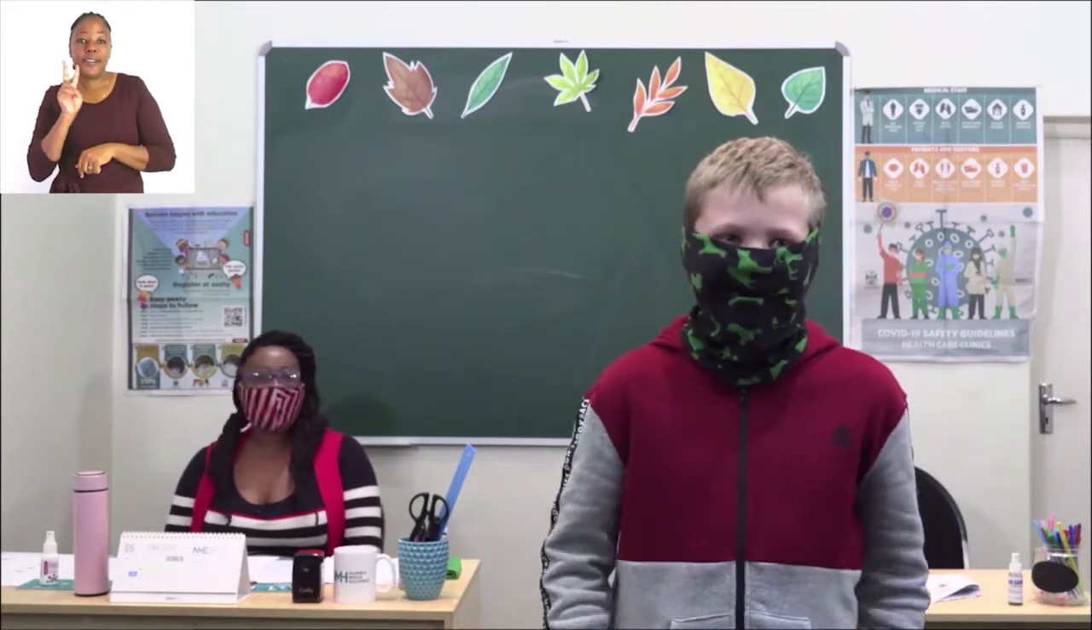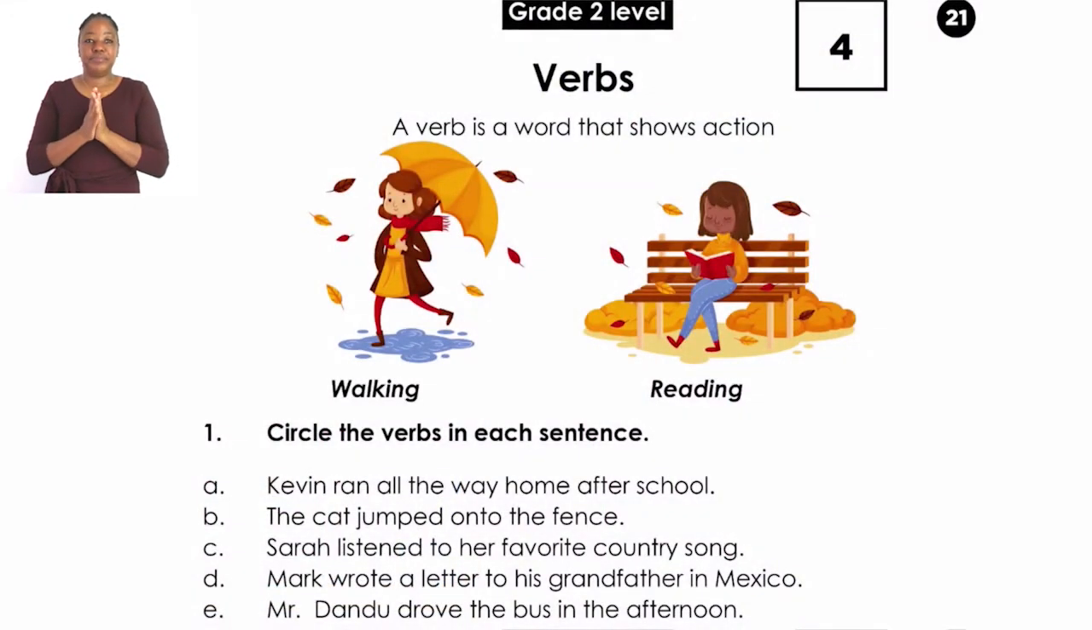So, let us take a look back at our exercise. We have the words that are meant to be circled in each sentence. Now that we know what actions are and what verbs are, let's take a look at A. Kevin ran all the way home after school. Now, we are looking for the verb. And remember, if you can't do the action, then the word is not a verb. So if I asked you, can you Kevin? That is not a verb. So our verb is the word ran.